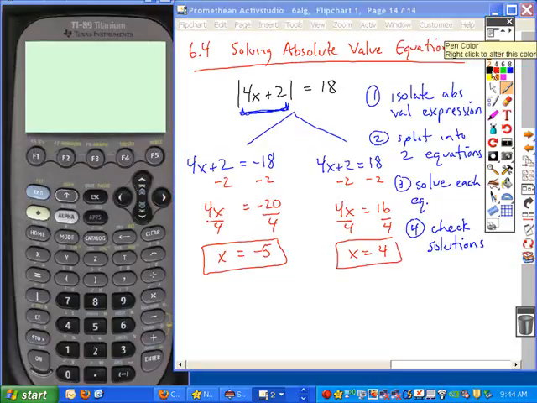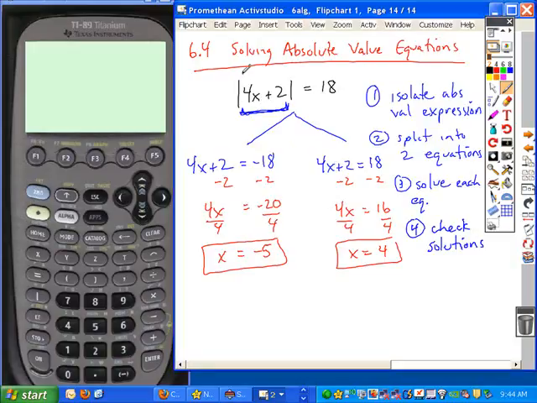So when you plug this back in, 4 times negative 5 is negative 20. Negative 20 plus 2 gives you negative 18. Is it true that the absolute value of negative 18 is equal to 18? Yeah, so that one checks. Test x equals 4. 4 times 4 is 16, plus 2 is 18. Is the absolute value of 18 equal to 18? Yeah, so it checks and you get your second solution.